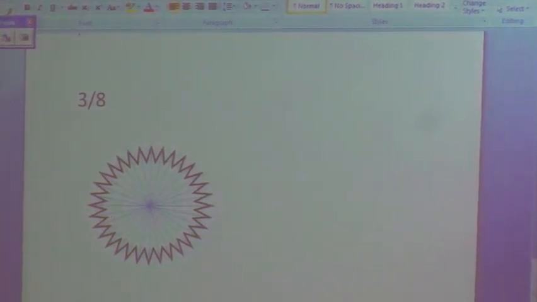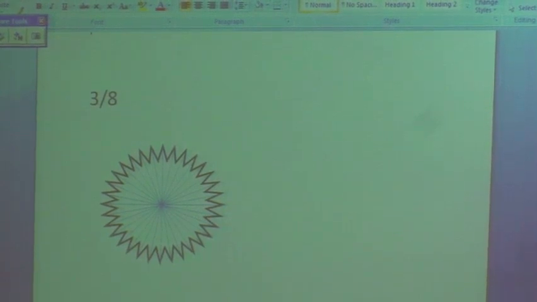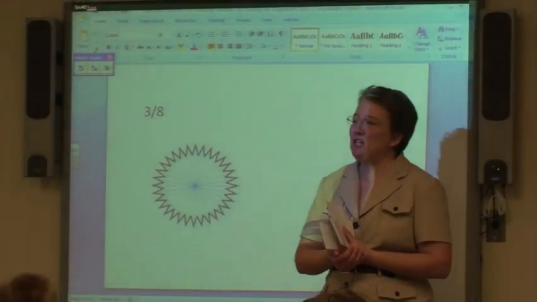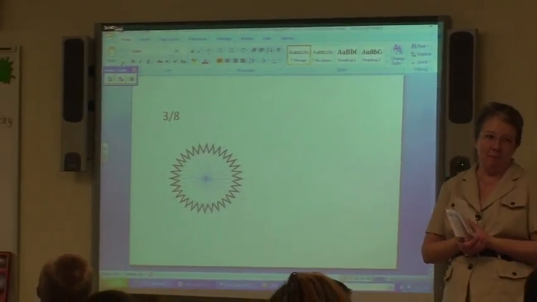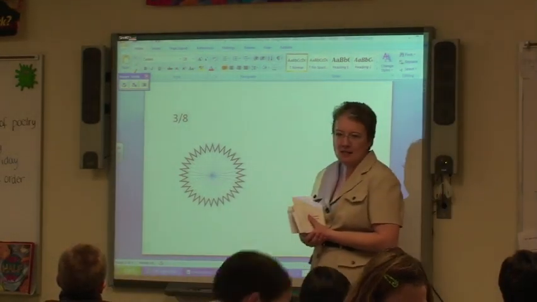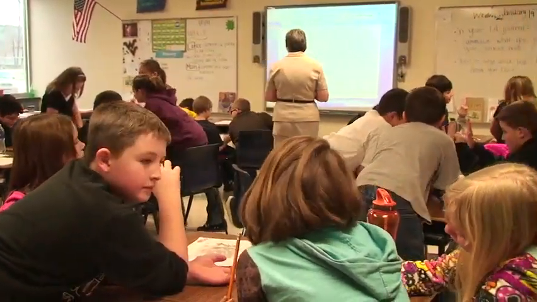It is divided into 32 sections. What? Are you serious? 32 sections, and I want 3/8 of them. Hint, how many 8s are in 32? I see it. Okay, I got this now.